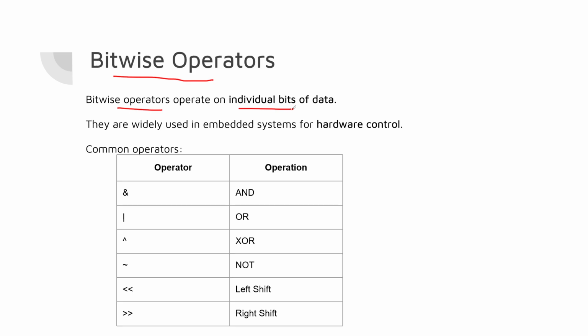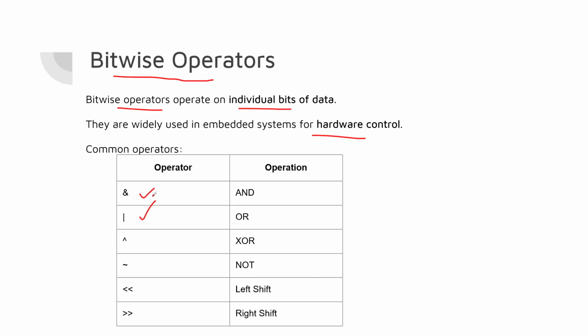If you take any data, and in that data I want to set a particular bit or handle a particular bit out of the data, that can be done using the bitwise operator. By using bitwise operators, we are able to control the hardware of the embedded system. These are the common operators which we generally use in normal C itself.